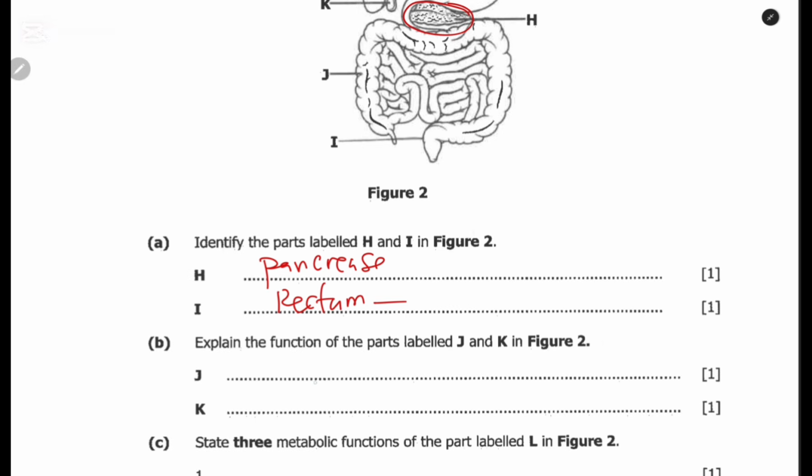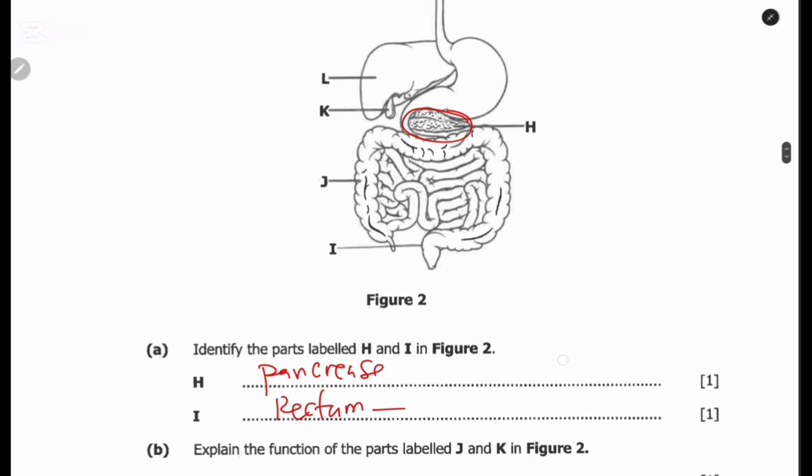Then explain, that is for B, explain the function of the part labeled J and K. So we go back. Where is J? So J is this part. Now, very important in biology, before you give the function, you need to know the part. So the part is the large intestine. Or you can put the colon section of the large intestine.